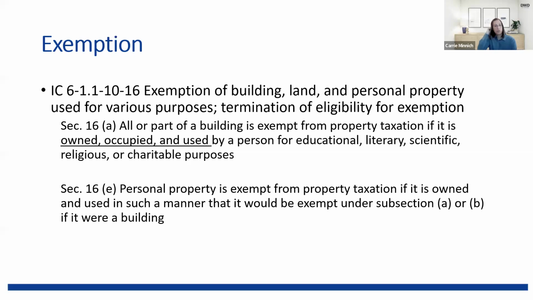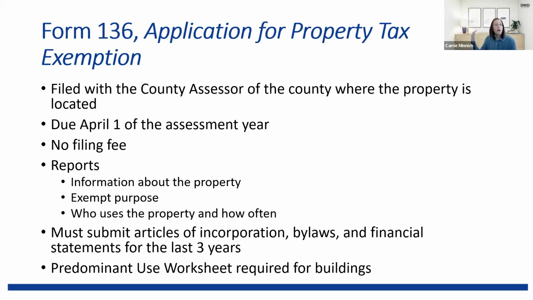And then same with personal property. You can see here the code that if it's owned and used in such a manner similar to the buildings listed above. So when you purchase a building, or are initially started up and start owning personal property, you have to file an application for exemption. It's called Form 136.